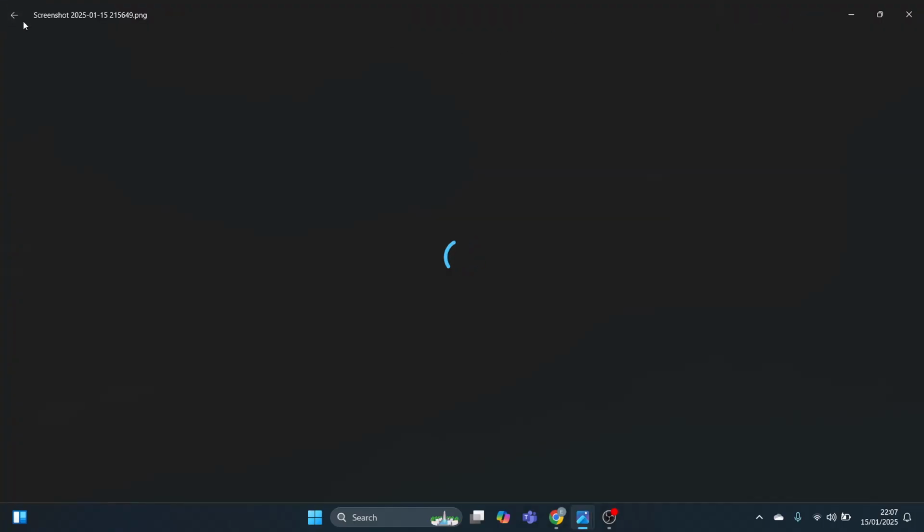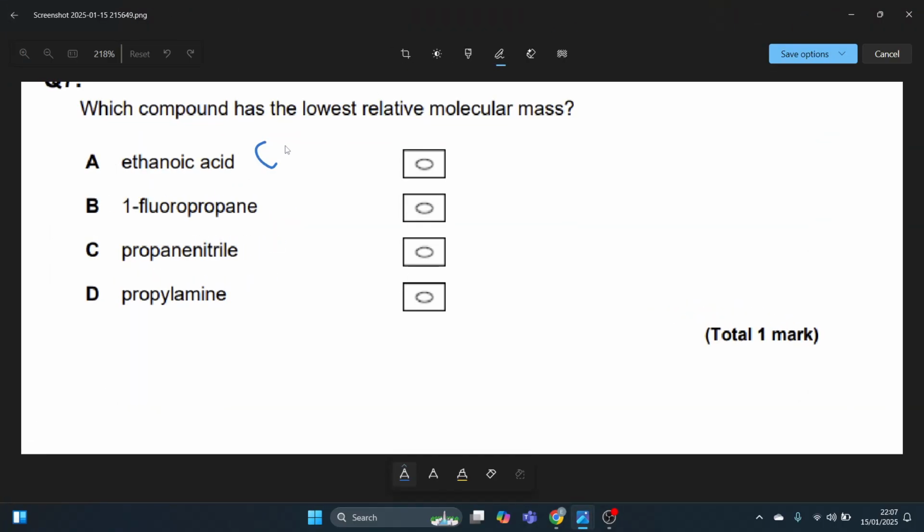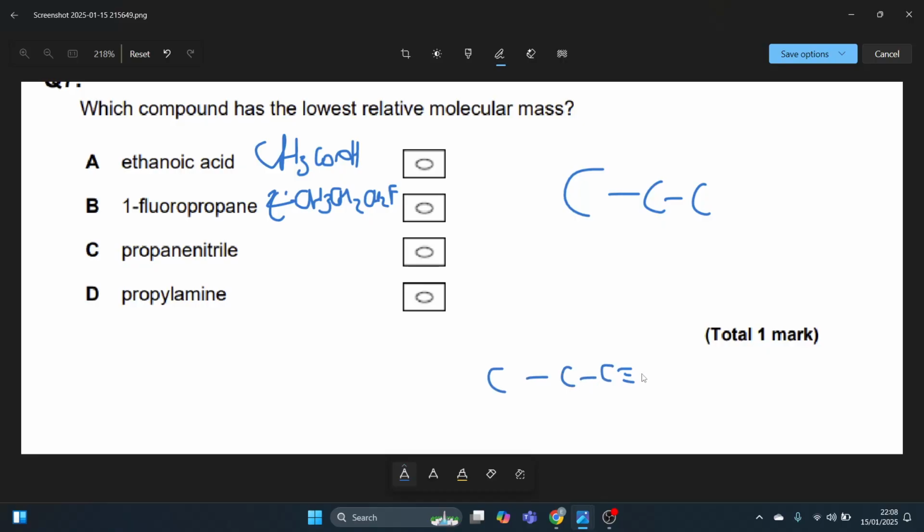Question 7. Which compound has the lowest relative molecular mass? Ethanoic acid, CH3COOH. 1-fluoropropane: I'll just draw out methane, ethane, propane. So it should be CH3, CH2, CH2F. Propanenitrile: methane, ethane, propane. You've obviously got a nitrile group, so CH3, CH2, CN. Propylamine, you've got your amine NH2.